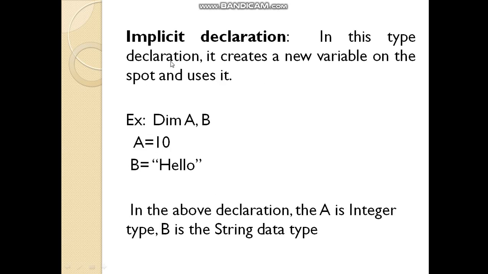The second one is implicit type of declaration. In this type of declaration it creates a new variable on the spot and uses it. It means while declaring a variable we do not specify the data type. Dim a comma b, these are the two variables a and b. When we assign a value to it, it creates the data type. In the first variable a I am going to store the value 10, it means it is an integer type. In the second variable b I am going to store the value hello, it is a string. So in the above declaration a is integer type and b is string type.